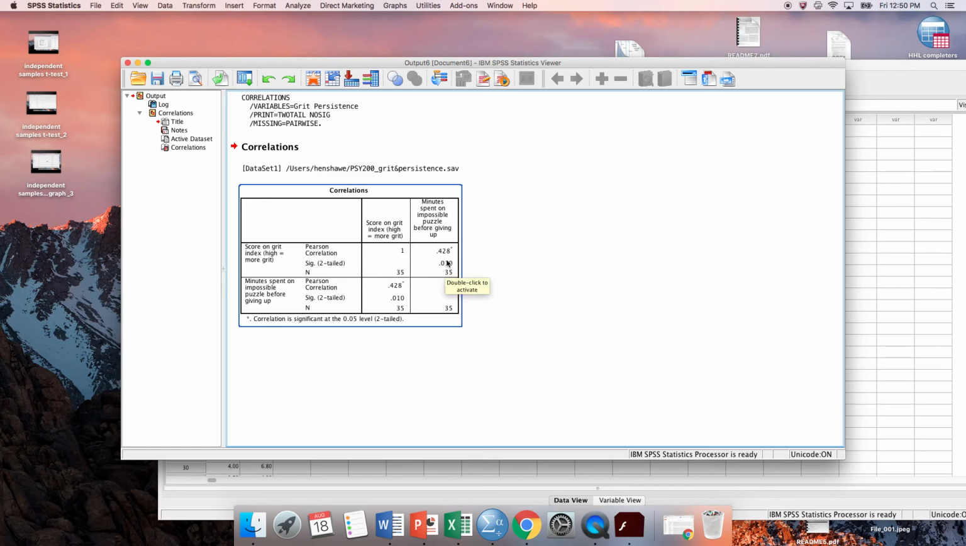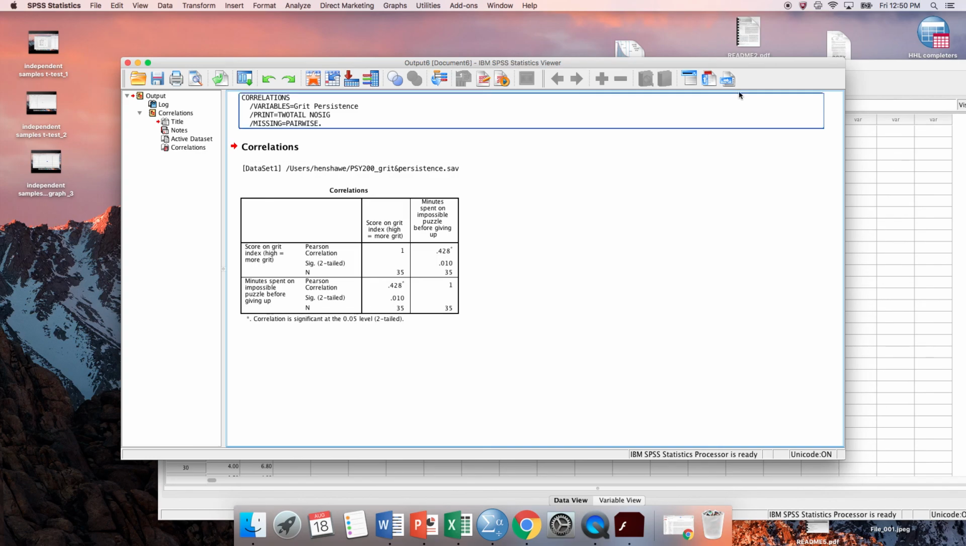And then finally, we can look at the direction of this relationship to determine if the relationship is working the way that we thought it was. That is, that the more grit a person reports, the more minutes they spend on a puzzle before they give up. And it turns out, because it is positive, that it is indicating that that's the case. So higher scores on grit are also associated with higher scores on amount of time working on a puzzle or persistence.